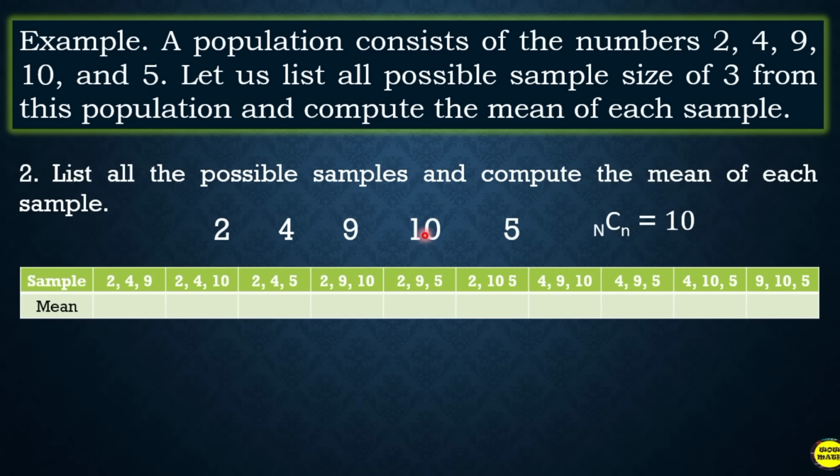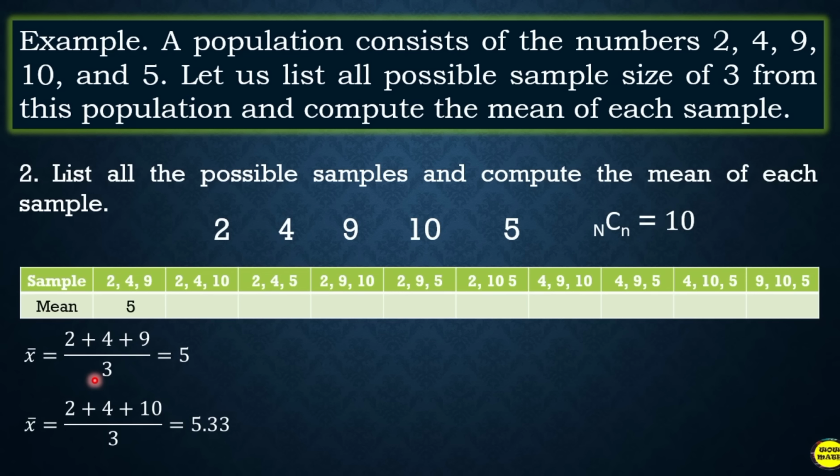From the population. Okay? So, after that, compute the mean of each sample. These are the samples we got. Let's compute the mean. It's easy, just add and then divide by 3. First, 2 plus 4 plus 9, divide by 3. The answer is 5. Next is 2 plus 4 plus 10, divide by 3. The answer is 5.33.